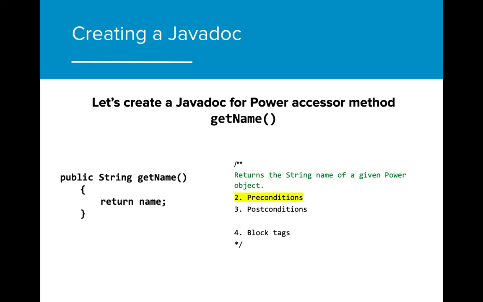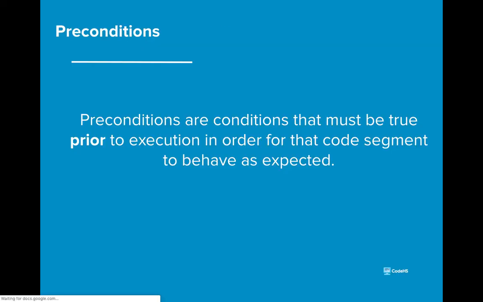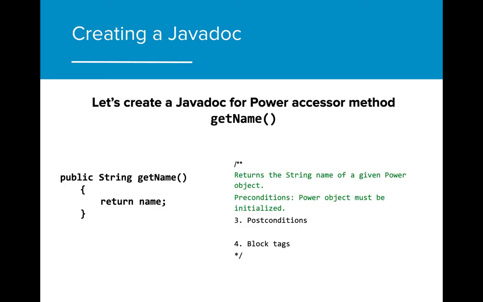The next thing that we're going to need to add is a precondition. Preconditions are conditions that must be true prior to the execution of the program in order for that code segment to behave as expected. Often, preconditions explain what parameters need to be successfully input into the program in order for it to work. In our case, what needs to be true in order for this method to work correctly is that there needs to be an existing Power object in order to use this method. As a result, our precondition is that a Power object must be initialized.